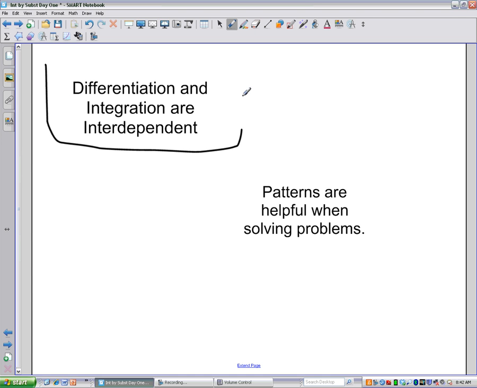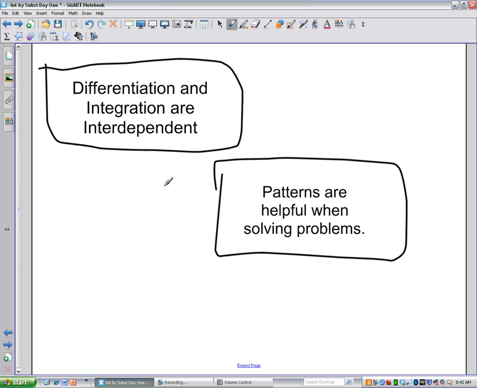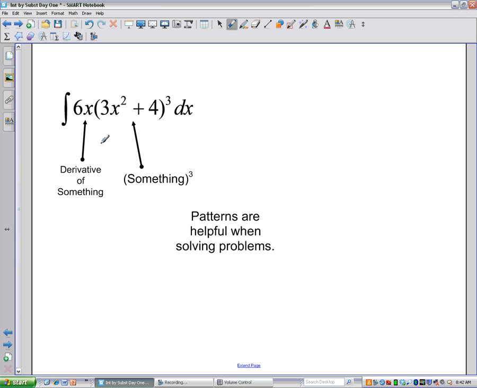So differentiation and integration are interdependent. So in order to be able to do some integration, we're going to have to be able to recognize derivatives. And patterns are helpful when solving problems. So there's a couple of big ideas from this unit, and they're going to be really important as we move forward, because today it's all going to be about patterns. You get the pattern. Okay?